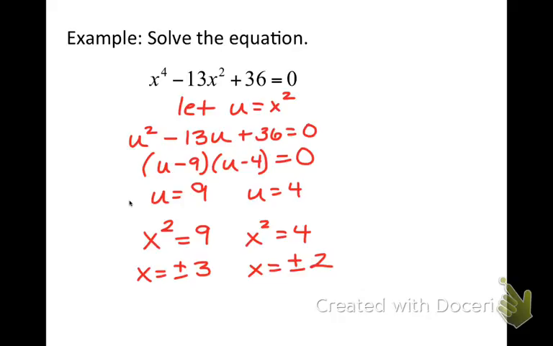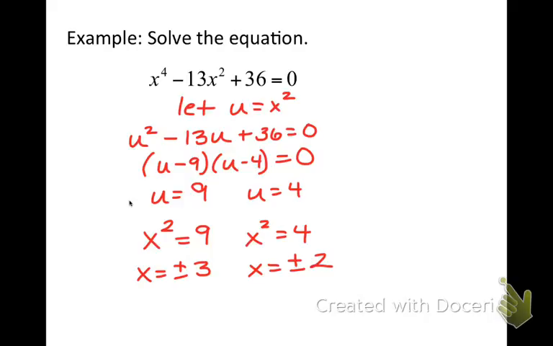If we check them, I'm sure we would be good to go by simply plugging them into my calculator. So 3 to the 4th minus 13 times 3 squared plus 36 gets me 0. And when I'm typing -3 into my calculator, I'm making sure to put parentheses around it. So (-3) to the 4th minus 13 times (-3) squared plus 36 is 0.